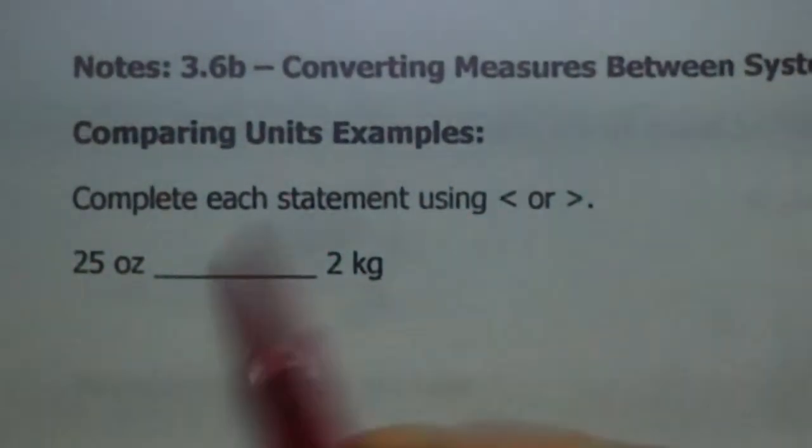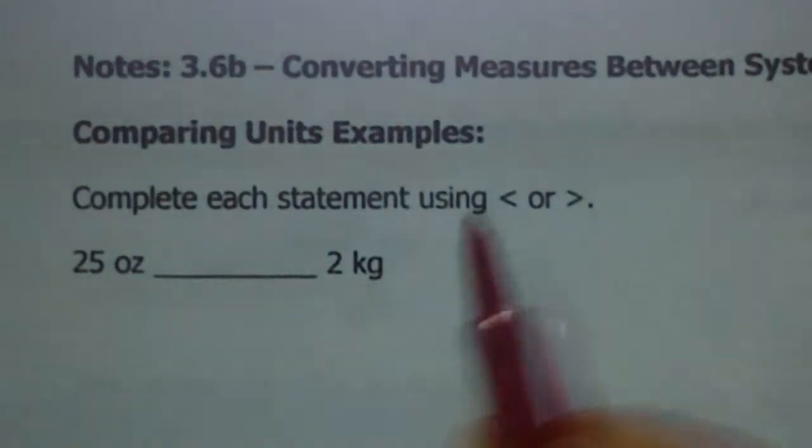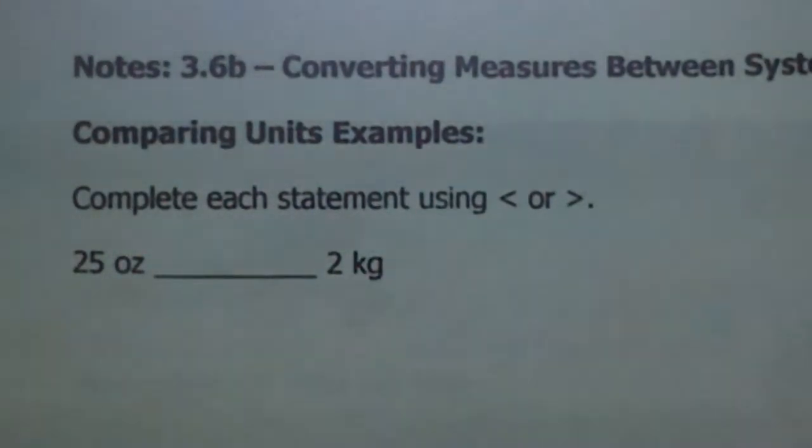Okay, so you are asked to complete each statement using less than or greater than. And we're comparing 25 ounces to 2 kilograms. It would be great if we were comparing ounces to ounces or kilograms to kilograms. Then we would know exactly what we're dealing with. So that's kind of what you need to do for these.